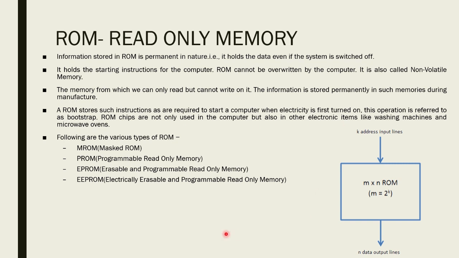ROM chips are not only used in the computer but also in other electronic items like washing machines and microwave ovens. So here we have the block diagram of a ROM. The input is k address input lines, and the output is n data output lines, and the ROM is m cross n ROM, where m is nothing but 2 power k. ROM is again classified into four types. First one is masked ROM. Second one is programmable read-only memory. Third is erasable programmable read-only memory. And fourth one is electrically erasable and programmable read-only memory.